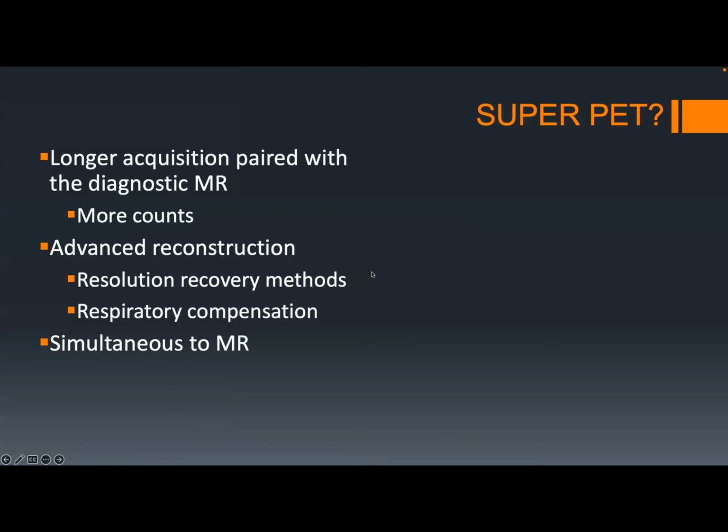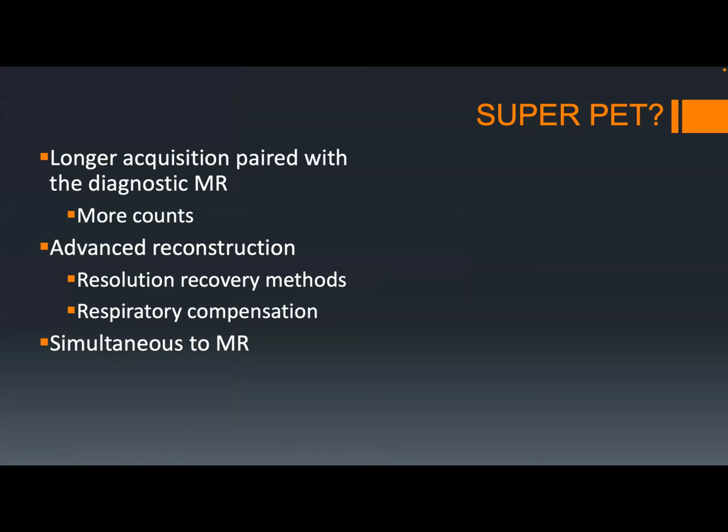So this super PET is a longer acquisition. It's paired simultaneous to the diagnostic MR. A lot of the benefit is the longer counts because you have to spend the time there anyway acquiring the MR, so you might as well acquire the PET at the same time. Because you have so much counts, you can then do more fancy things.